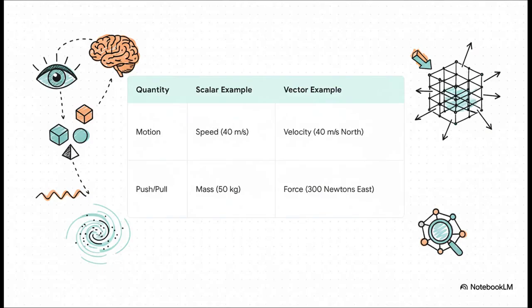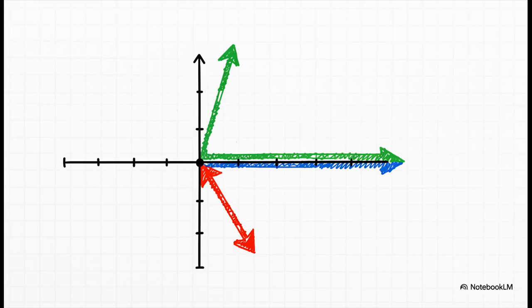And this table just makes it crystal clear, doesn't it? Speed is a scalar. You're going 40 meters per second. But velocity is a vector. You're going 40 meters per second north. Same thing with mass versus force. One just is. The other is being applied in a very specific direction. And in math, we have a really simple way of writing these down with coordinates. Each number is just a simple instruction: how far to go horizontally and how far to go vertically. It's like a precise little recipe for getting from point A to point B.